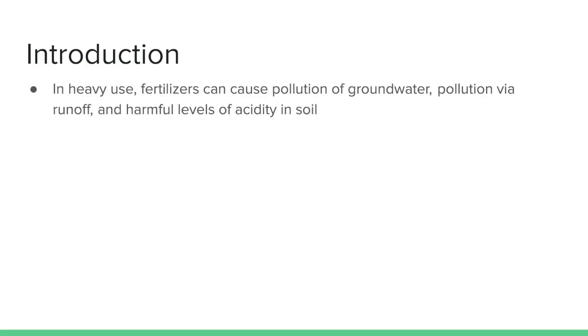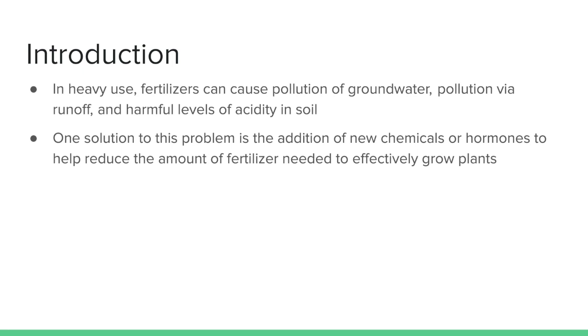The planet is highly dependent on agriculture to grow the food necessary for human survival. Fertilizers are a key component in growing all the food we need, but in heavy use, they can pollute groundwater, pollute water sources via runoff, and create harmful levels of acidity in soil. A potential solution to this problem is the addition of new chemicals or hormones to boost plant growth using the same amount of fertilizer, meaning less fertilizer can be used for the same growth.